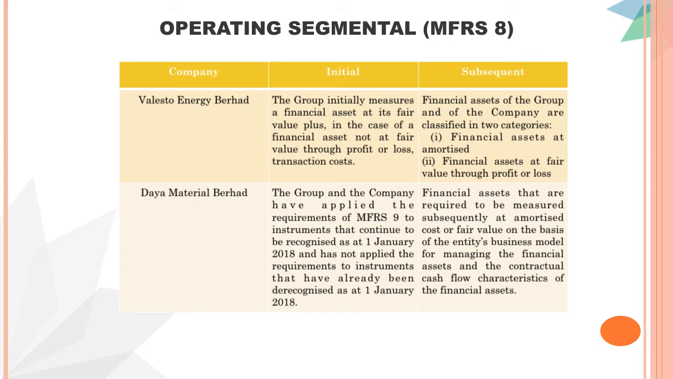Velesto Energy measures its initial measurement at fair value plus, in the case of financial assets, and its subsequent measurement at financial assets at amortized cost and financial assets at fair value through profit or loss, whereas Daya Material measures its initial measurement by derecognizing the instrument under MFRS 9 as at 1st January 2018, and its subsequent measurement at amortized cost or fair value on the basis of the entity's business model.